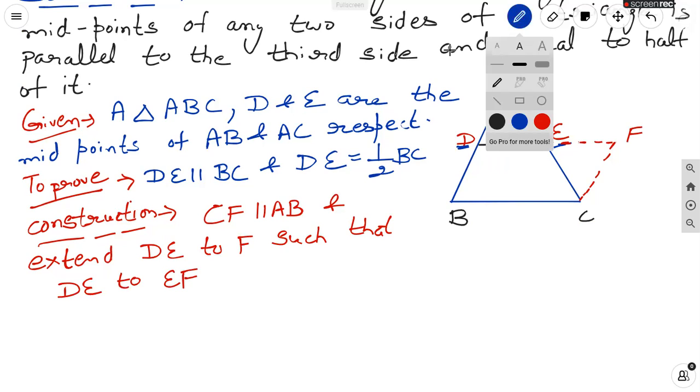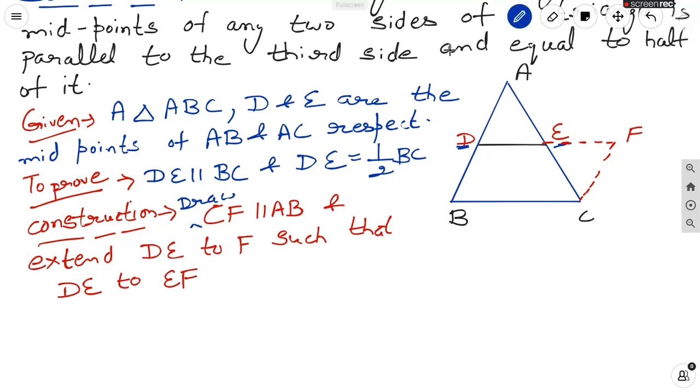So what is our construction? Draw CF parallel to AB and extend DE to F. DE को extend कर दिया हमने F तक such that DE is equal to EF. Right? Now, prove.